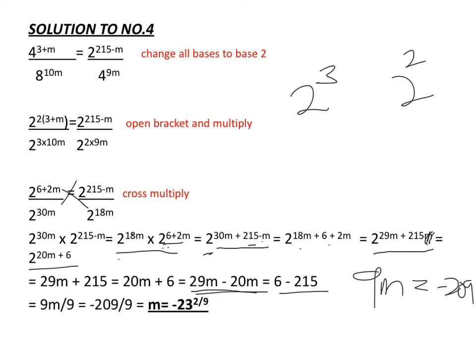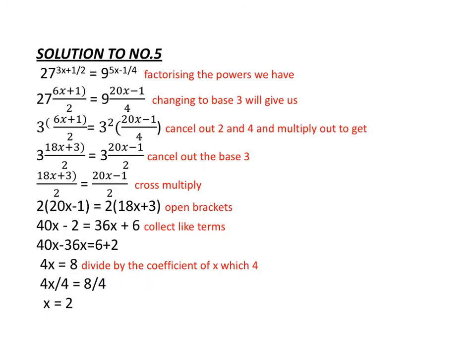So divide both sides by the coefficient of m, which is 9. You have 9m over 9 is equal to minus 209 over 9. And so you have m to be equal to minus 23 whole number 2 over 9. 209 over 9 is 23 whole number 2 over 9, not 2 raised to power 9. It's 2 over 9. So m is equal to minus 23 whole number 2 over 9. Solution to number 5.